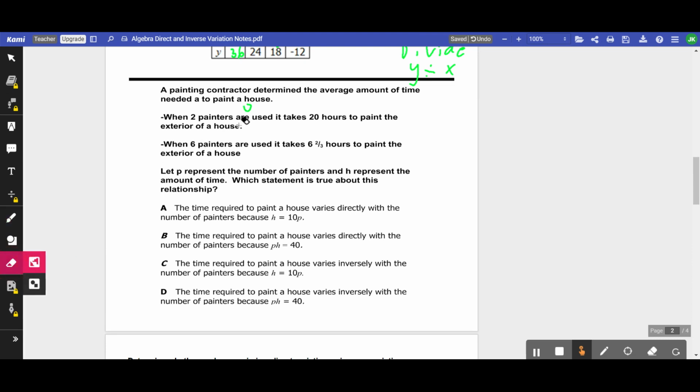So it wouldn't be direct, but then you'll have to try and multiply the two together to see if you get the same thing. So you can try 2 times 20, and if you do, you'll get 40 there. And then you can make sure you get the same thing when you multiply 6 and 6 2/3. If you multiply those two, that'd be 40 also. So you multiplied and got the same thing here. So the D's go together: direct divide, and then inverse multiply.